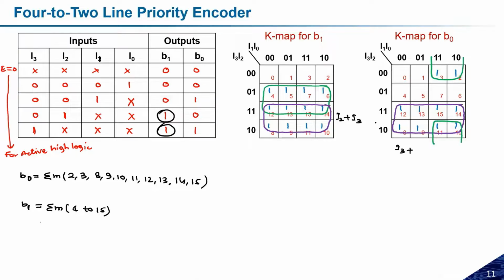In this one, we have to make the pair with this one. So from here, this I3 will be cancelled out, and we will get I2 bar. Okay, I2 bar from here. And from here, this I0 will be cancelled out, and I will get I1. True. Yeah. So it is I2 bar I1, or I1 I2 bar.